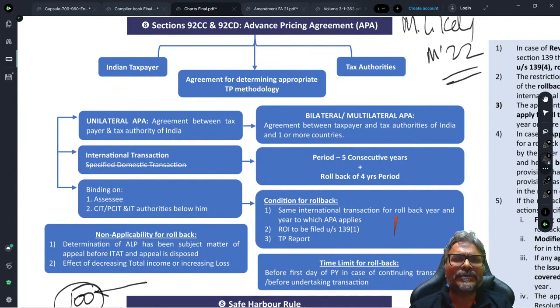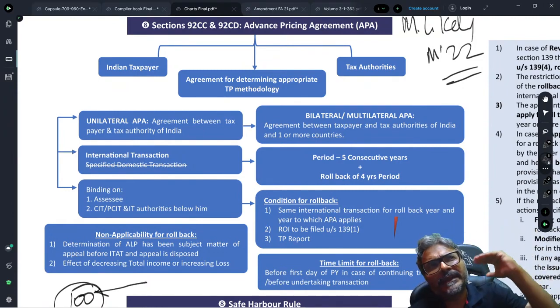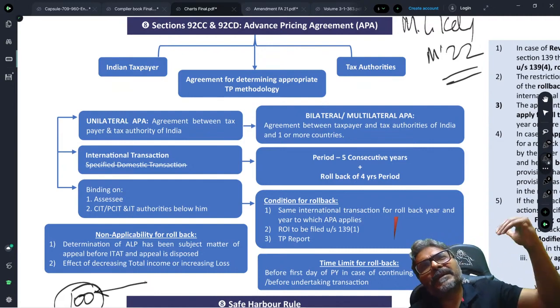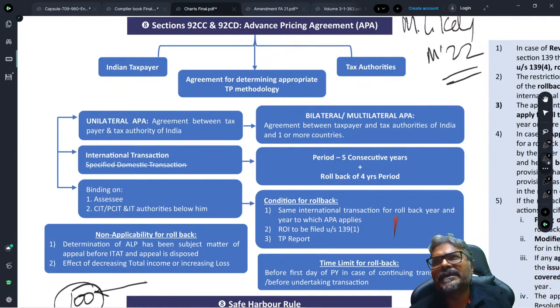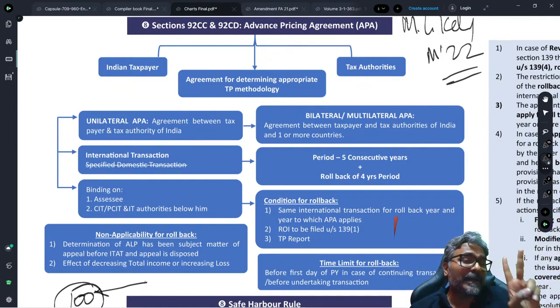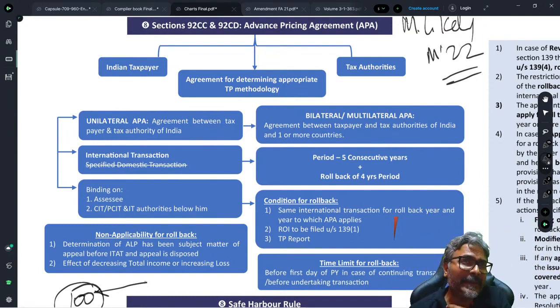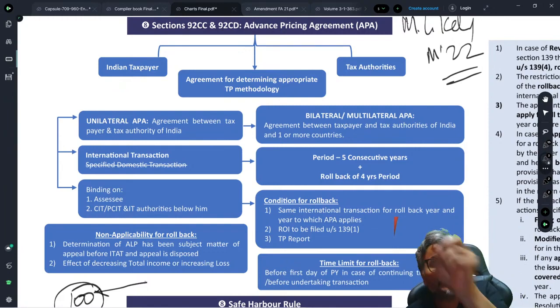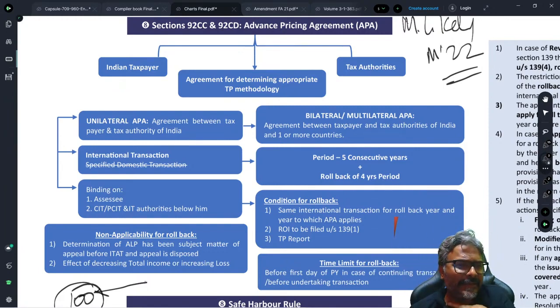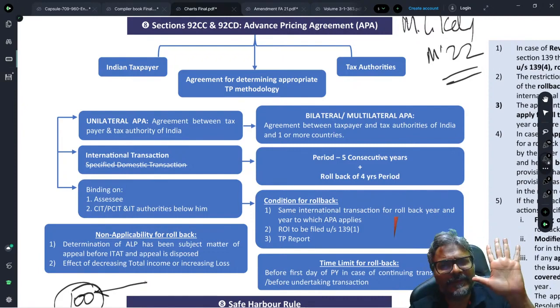As the name suggests, students, what does APA do? In advance, there is a price agreement which is entered into by the Indian AE with the assessing officers. So well in advance, students, they enter into this agreement. How much in advance? For 5 years.